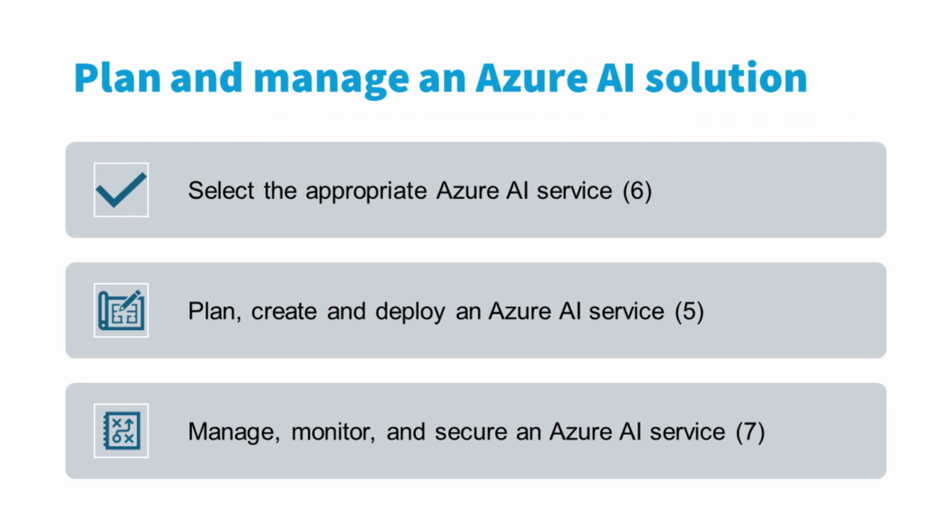The objective is plan and manage an Azure AI solution. This includes three core objectives: select the appropriate Azure AI service, plan, create, and deploy, and finally manage, monitor, and secure an Azure AI service. Let's dig deep into each objective.